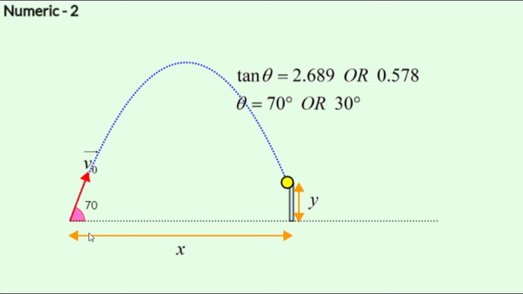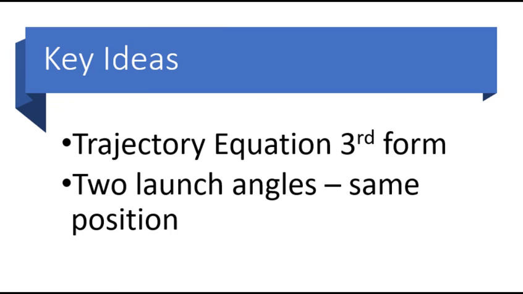Even if we launch the projectile at 70 degrees with an initial speed of 70 meters per second, it would strike the top of the building of height 50.8 meters, which is placed 300 meters from the launch point. Whenever we need to find the launch angle and we are given the x and y displacements, we use the third form of the trajectory equations.